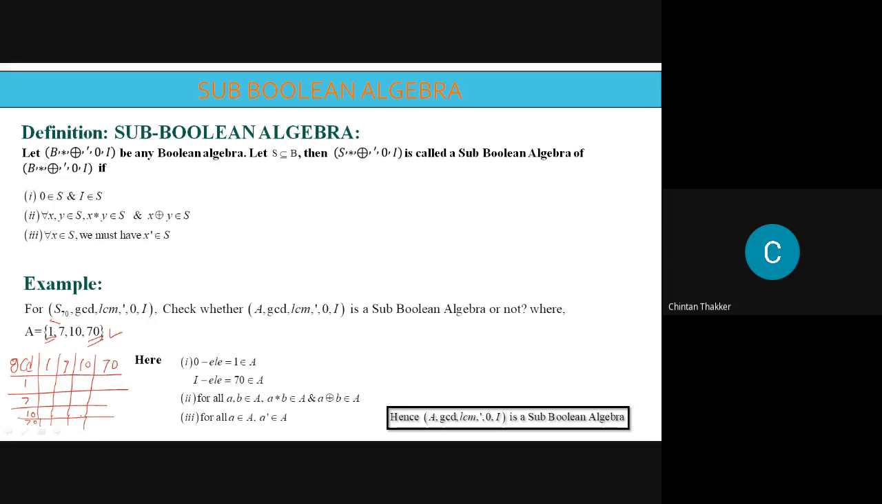ठीक है, जीसीडी और एलसीएम के टेबल बना दो और टेबल के सारे एलिमेंट्स अगर सेट में है तो सेकंड कंडीशन सेटिस्फाई होगी, नहीं तो फिर नहीं होगी। ठीक है, अगर कहीं पे कोई एलिमेंट बाहर का आ रहा है, सेट का नहीं है, तो वहां पे लिख देना है that this element is not belongs to the set, so it is not closed for the GCD or LCM, so it is not sub-Boolean algebra.